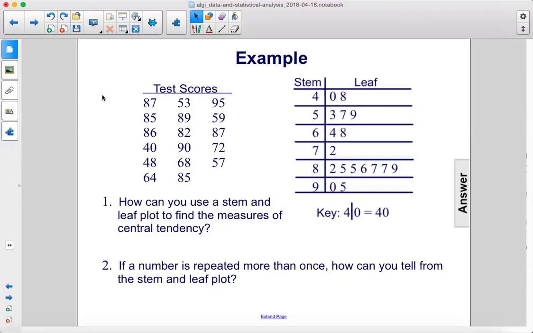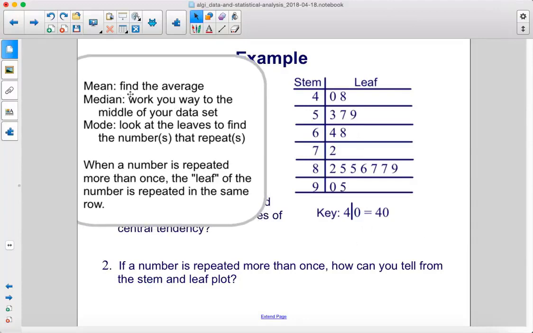How can you use a stem and leaf plot to find the measures of central tendency? Alright, so for the mean, you just find the average of all of the numbers the way you would before. For median, work your way to the middle of your data set. So we can say, 1, 2, 3, 4. We'll work from this end too. 1, 2, 3, 4. 1, 2, 3. 1, 2, 3. And then 1, 1. Here's the median, 82.